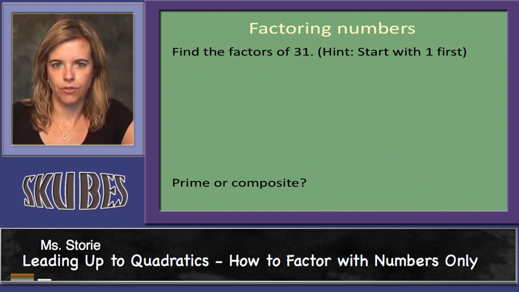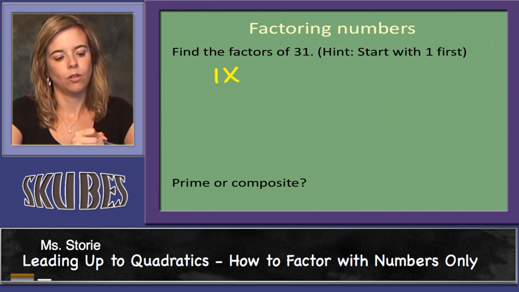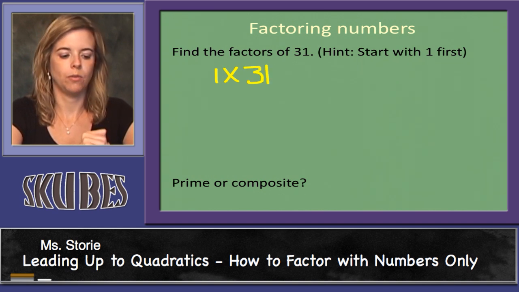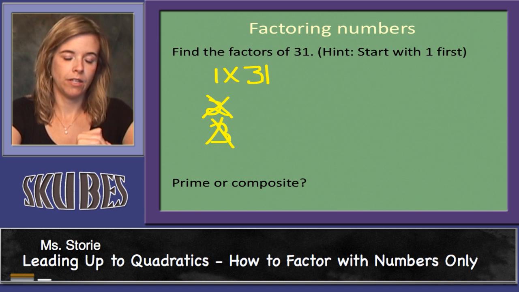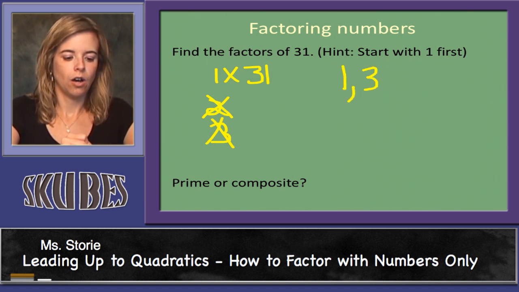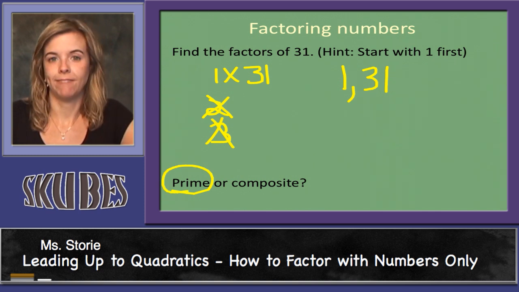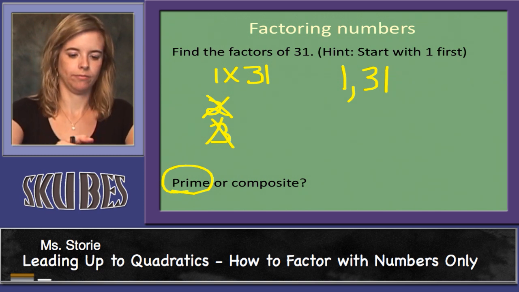Now we need to find the factors of 31. Start with 1 first. So do 1 times, and 1 times what? 1 times 31. 2. Can 2 go into 31? Nope. How about 3? Nope. And you keep going down. It turns out that the number 31 is prime. So your only factors for 31 are 1 and 31. That's it. If you only have two factors exactly, it's a prime number.